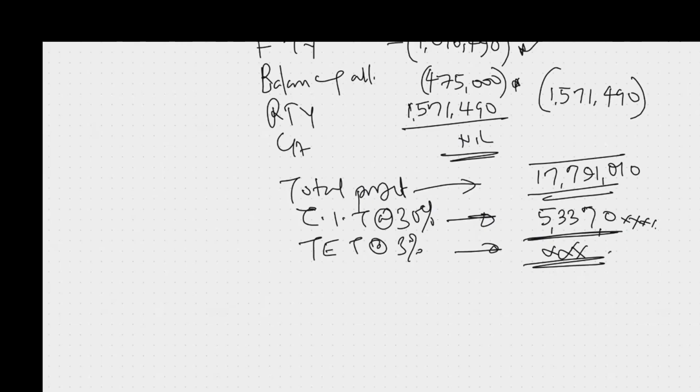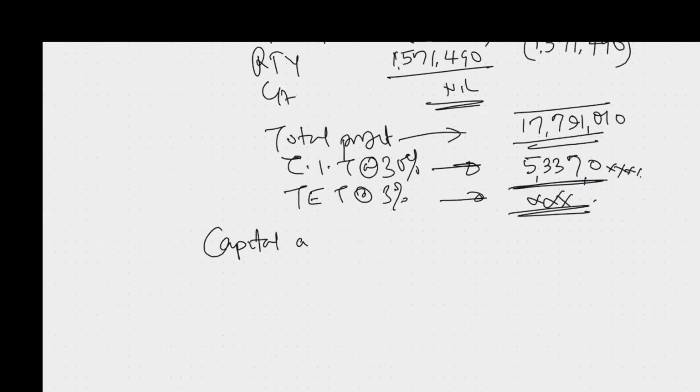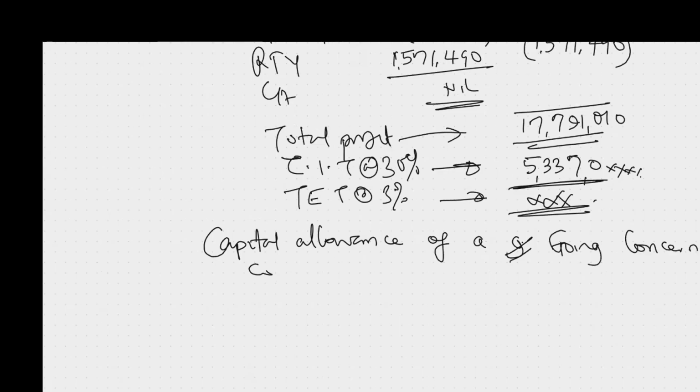Okay. The next one is capital allowance of a going concern company. Capital allowance for the going concern company. Now, what are we trying to say here?